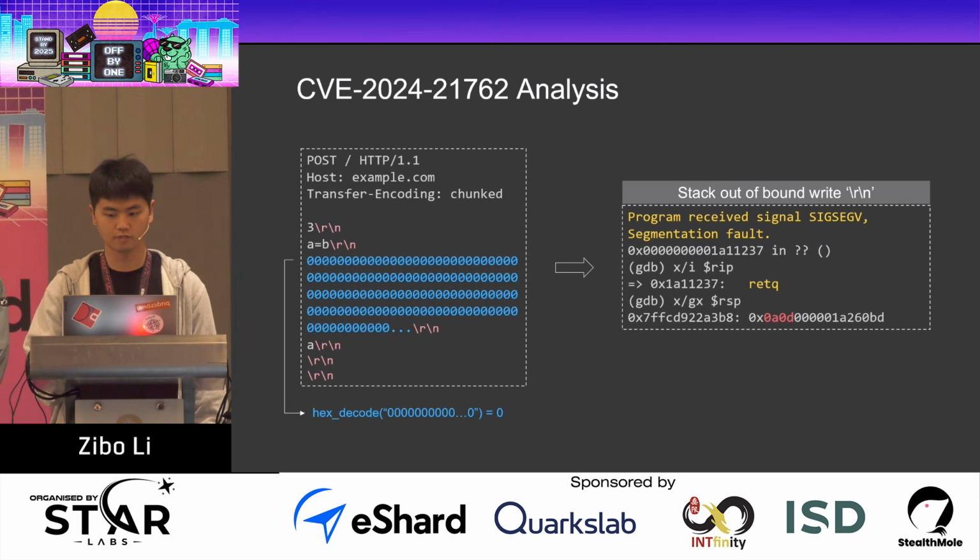How to control buffer rate size? It's simple. We increase the chunk size field. Remember, multiple zeros in hex decoding still result in 0. This allows us to perform an out of bounds write. For example, by setting the high bytes of the return address on the stack to hex 0A0D, triggering a crash.